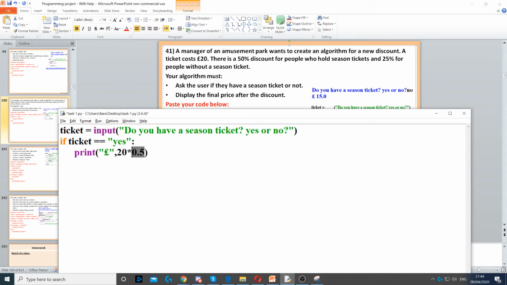So first I put print to display it on the screen, and then I put the pound sign in quotation marks just to make it look nicer. And then I use the comma to concatenate, and then I multiply the 20 by 0.5. Now this gave me the price after the 50% discount.